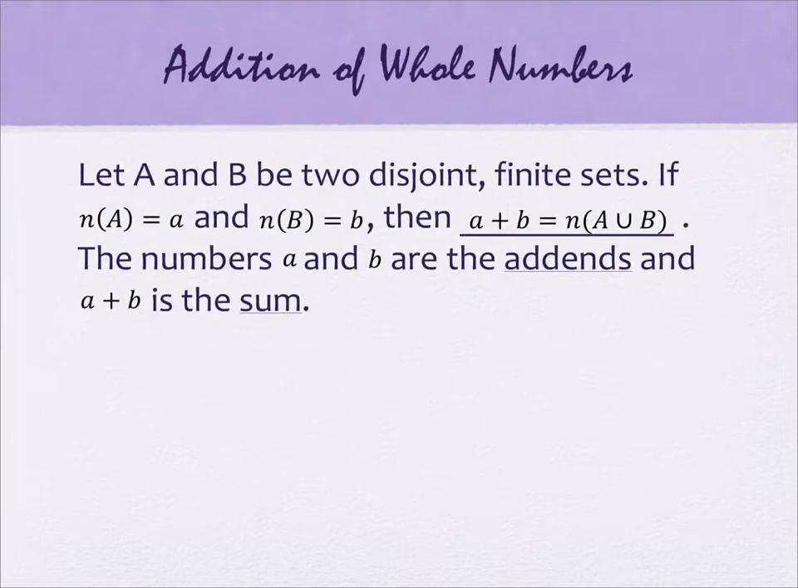Okay, so we're starting out in 3.2 with just an addition definition. We're going to let A and B be 2 disjoint finite sets. If the number of items in set A is a, and the number of items in set B is b, then adding a and b together is the same thing as counting the union of A and B. Those numbers a and b are called the addends, and a plus b is called the sum.